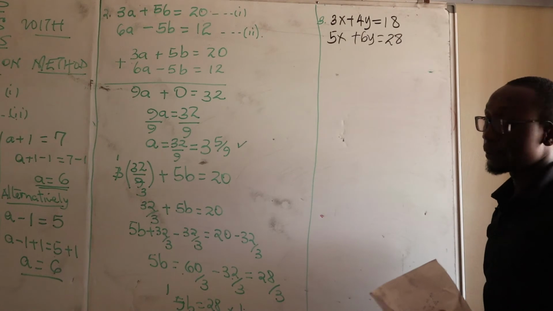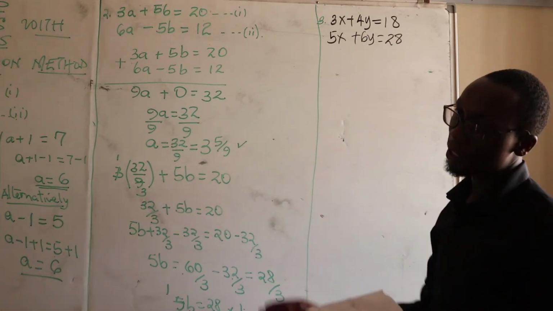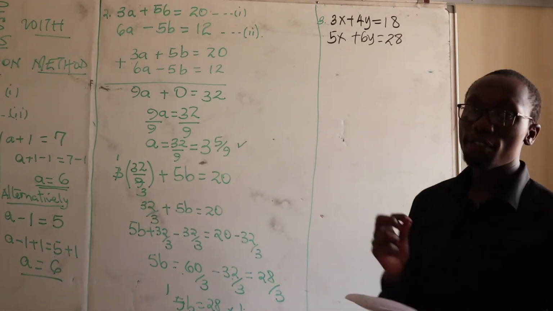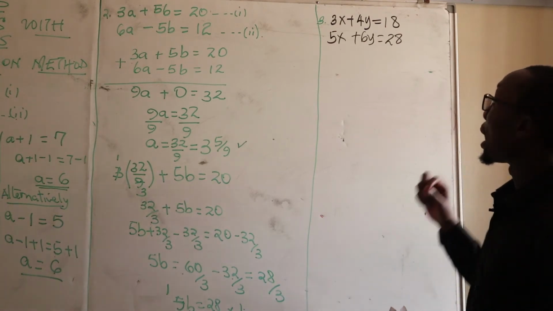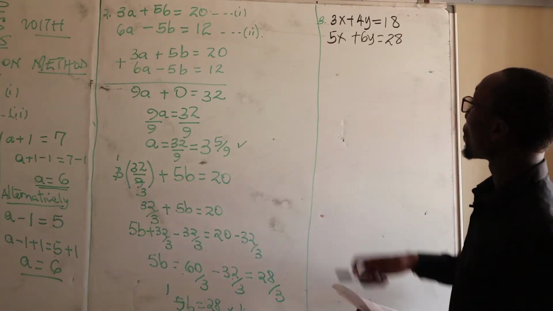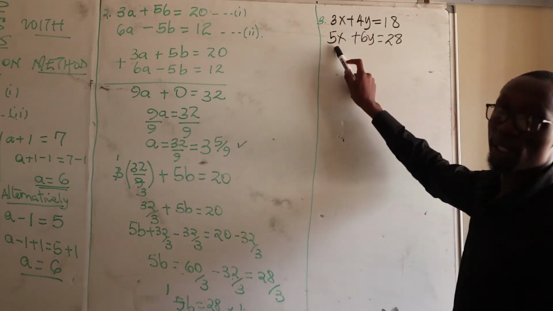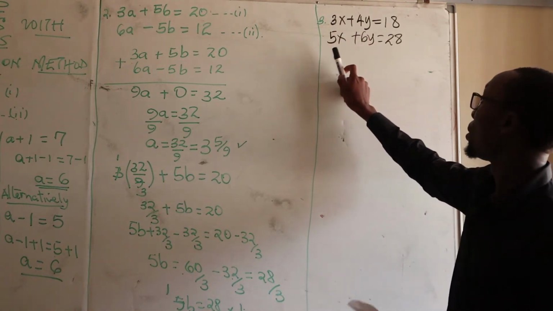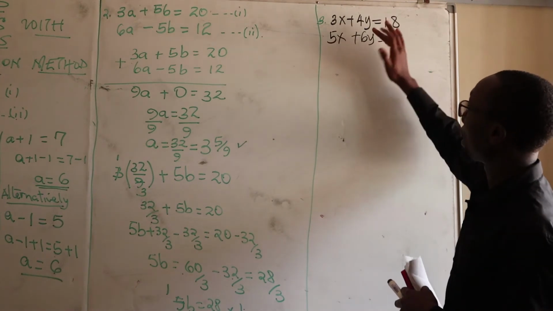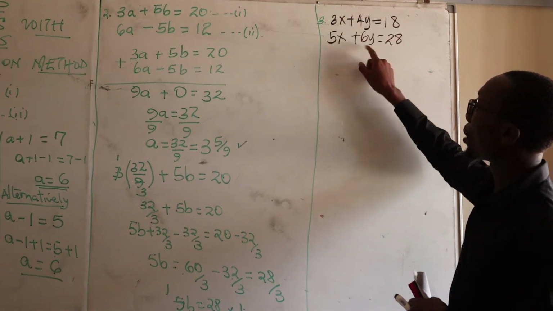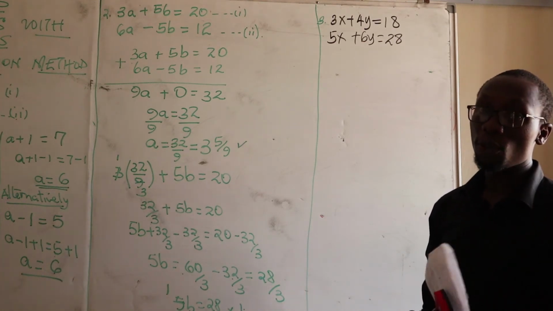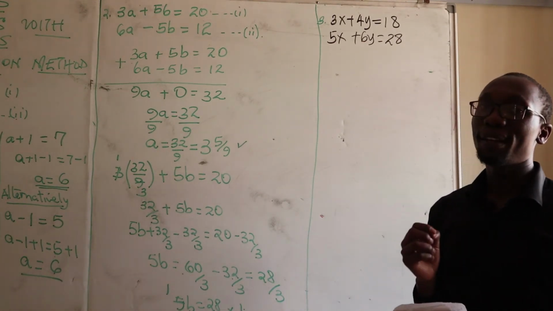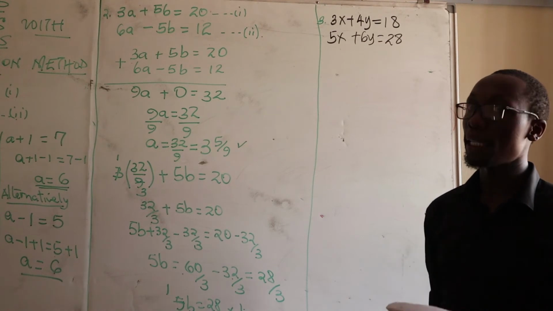So like I said in the second example, first of all you check, do you have coefficients in these equations that are similar? For example, the coefficient of x here is 3, the coefficient of x here is 5. So they're not the same, they're not similar. The coefficient of y here is 4, the coefficient of y here is 6. So they are not similar. So if the coefficients are not similar, we need to make them similar.